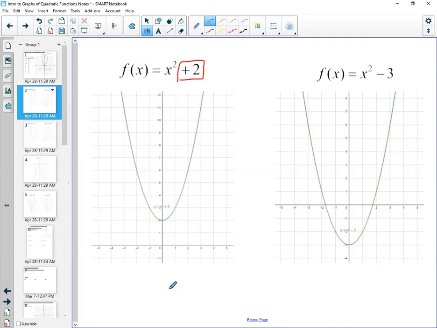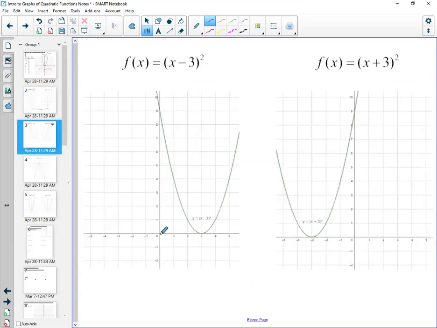I would call these vertical translations. That's the word you would use to describe these. Vertical translation up 2, vertical translation down 3. You might guess the next thing we'll discuss is a horizontal translation. Sometimes the word shift is used, like a shift up and down. I tend to say translation, but you can say either one.